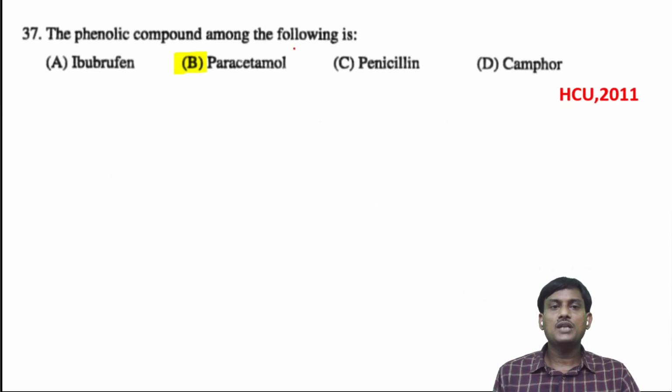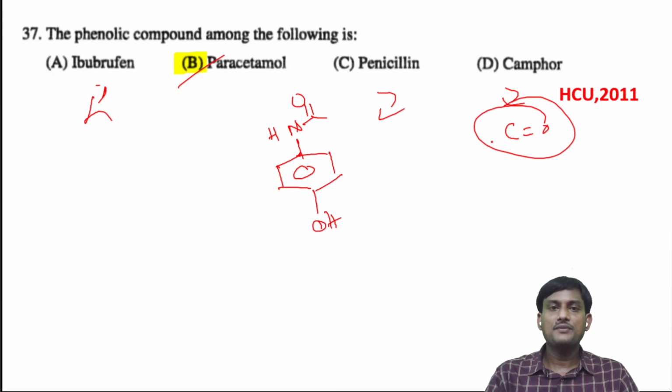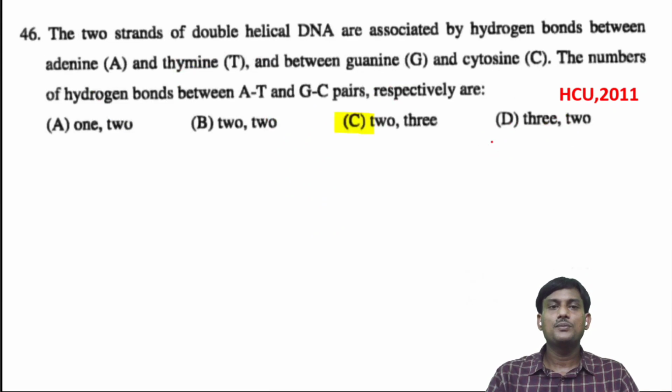The phenolic compound among the following is paracetamol. We know the structure of paracetamol. This is the OH, and the acetylation takes place at the amino group, and this is paracetamol. In paracetamol, we have the OH functional group. In brufen, we have the COOH functional group, penicillin has beta-lactam, and camphor is a C double bond O bicyclic compound.